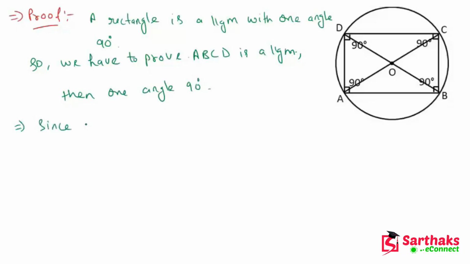Since BD is a diameter, here you can see this BD, we are talking about this BD, it is a diameter. Now arc BAD, we are talking about this arc. This arc BAD is a semicircle.